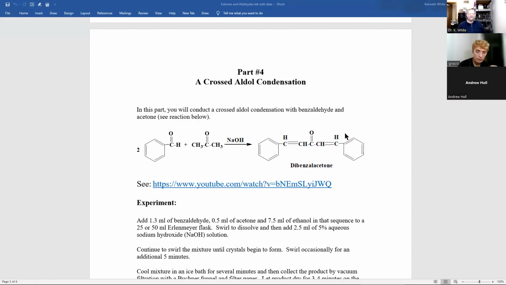All right, everybody see part 4, cross-aldol condensation. Now, in this lab, and I'll let you watch the YouTube on your own, have fun watching that, you're going to do a very interesting reaction. And that's called a cross-aldol. Remember, the aldol condensation is this reaction. And I showed it to you for an aldehyde.